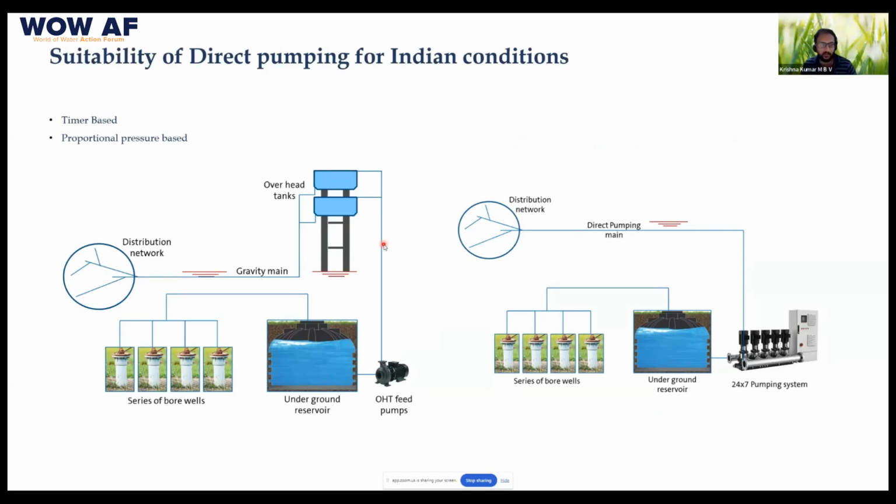In Indian conditions, predominantly when you're going for water distribution, you will have two kinds of distribution. One is going to be timer based, and another one is proportional pressure based. Predominantly, we are using timer based. The same system can also be used for timer based. That is, from morning 3 to 4, I will supply to this area, and 4 to 5, I will supply to this particular DMA. So those kinds of things can also be used with the same pumping station.